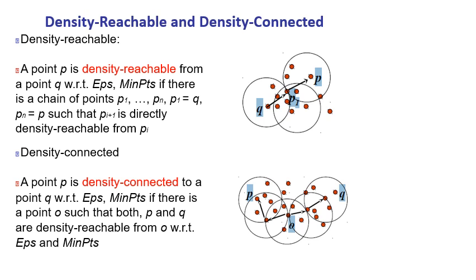If there is a chain of points which runs from P1 to Pn, wherein P1 is equal to Q, and Pn is equal to P, such that Pi plus 1 is directly reachable from Pi, then these data objects which have been grouped as a single cluster will be related to each other in that particular cluster, whereas it will be different from the other clusters.